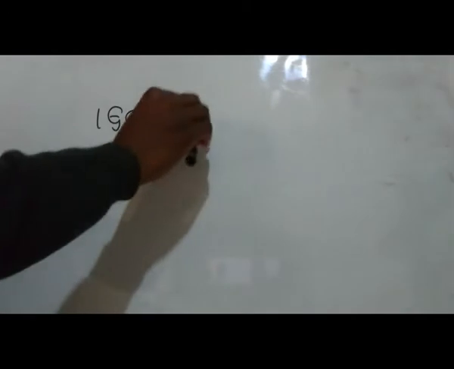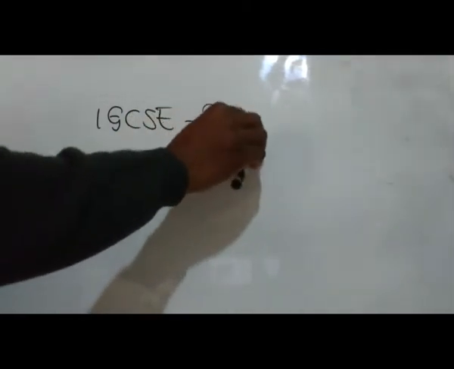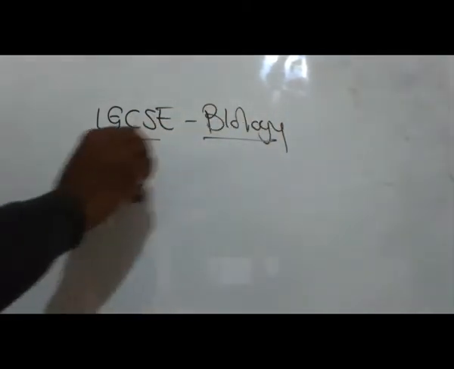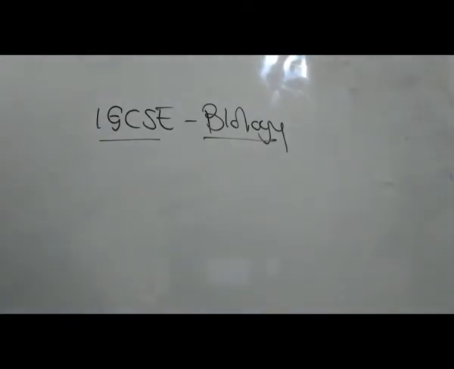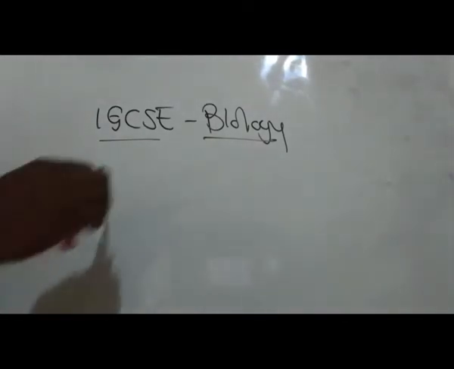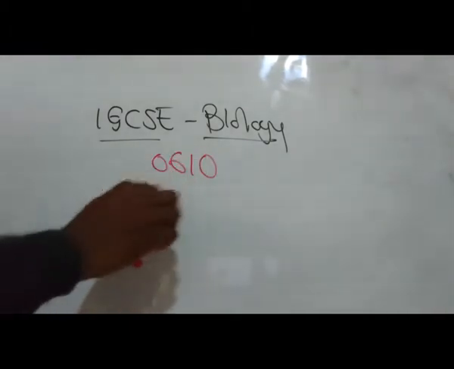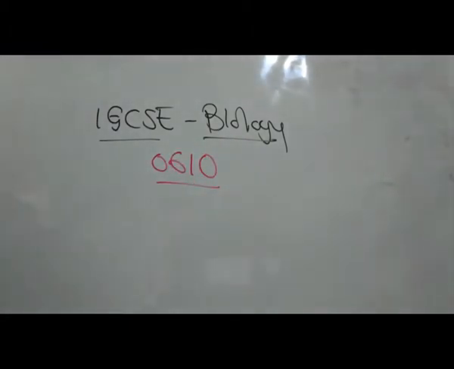We'd like to welcome you to our channel, where I want to discuss today coordination and response, a major chapter in the Cambridge IGCSE Biology. All right, so we know the syllabus code. The syllabus code is easy to memorize: 0610. That's the syllabus code. So in this chapter, we want to talk about the fundamentals of coordination and response.